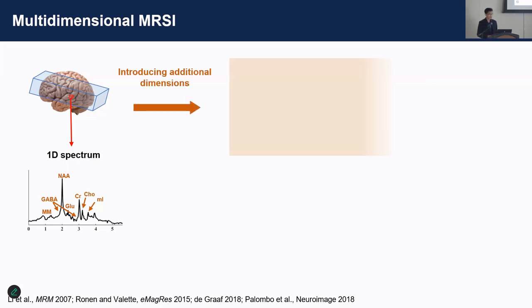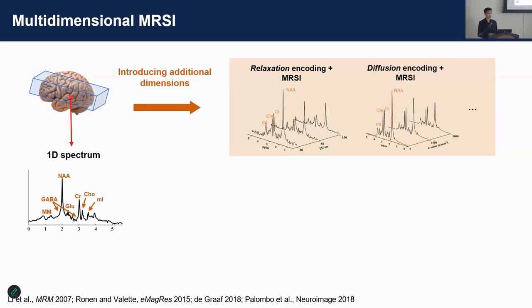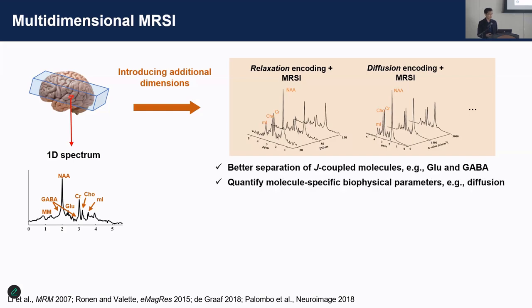You can add an additional dimension to this imaging problem by acquiring multiple spectra for each voxel and doing the things that you typically do for the water molecule. For example, you can add relaxation encoding, you can add diffusion encoding. Why do you want to do that? One example is that this allows you to better separate signals coming from different molecules.